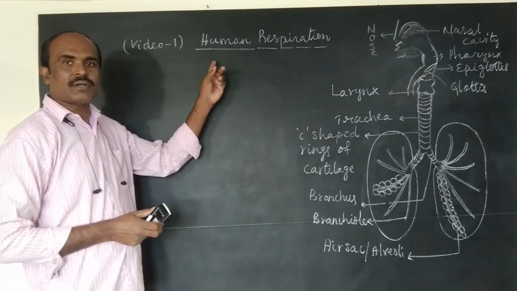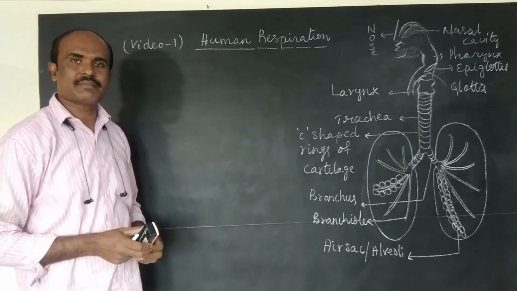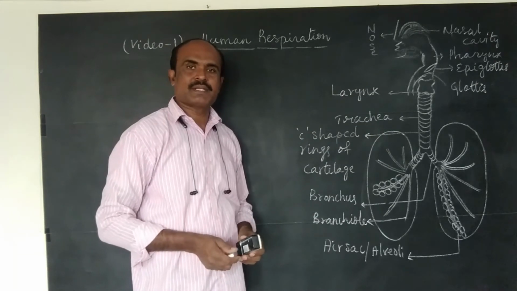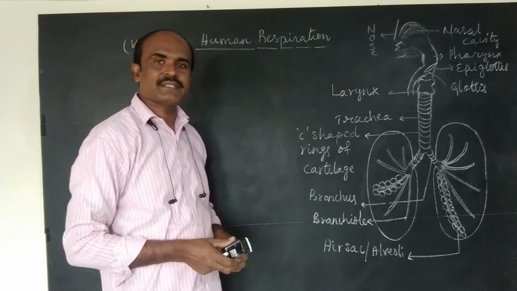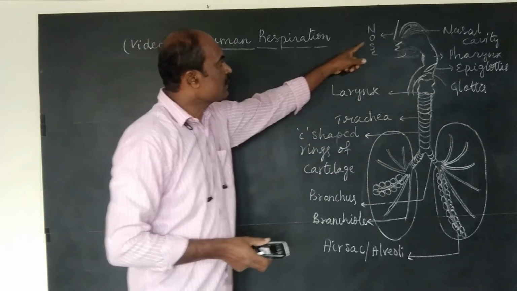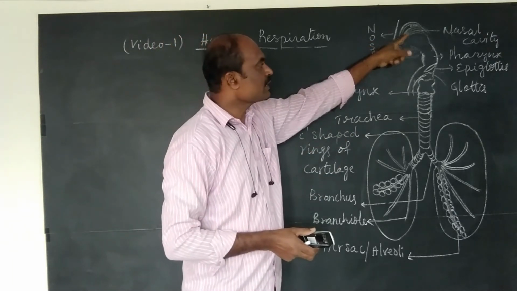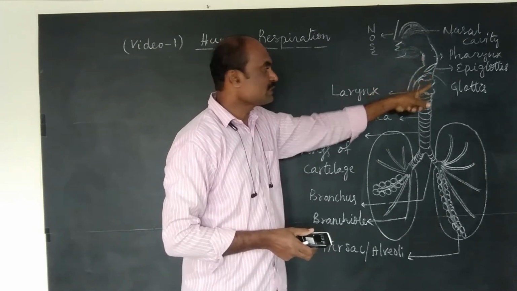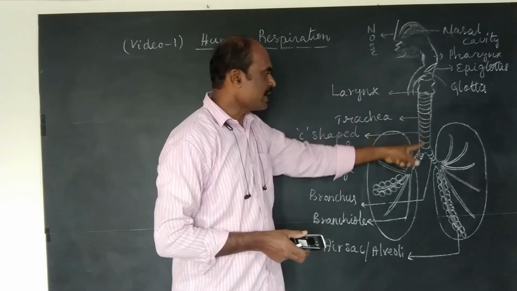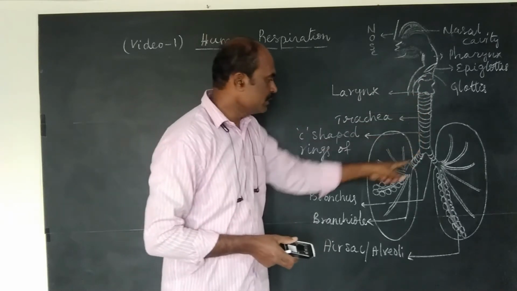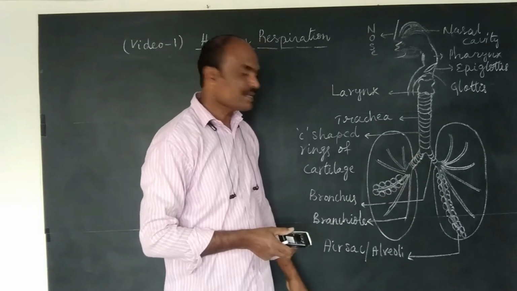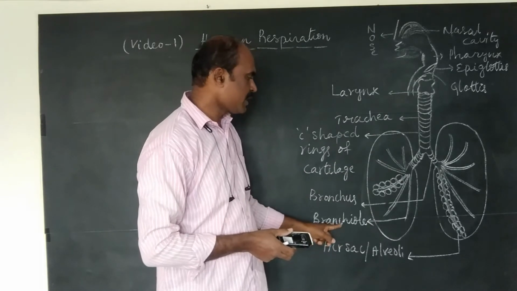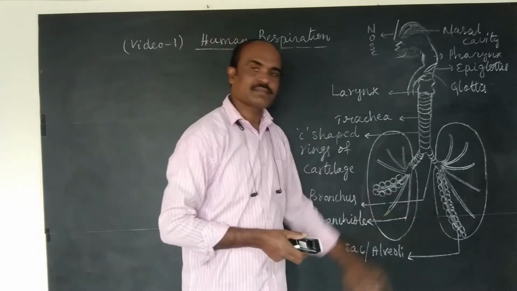Today, let us start the human respiratory system. This is the diagram of the human respiratory system. The parts of the human respiratory system are nose, nasal cavity, pharynx, epiglottis, glottis, larynx, trachea or windpipe. These two are bronchi and these small branches are bronchioles, and these are air sacs.